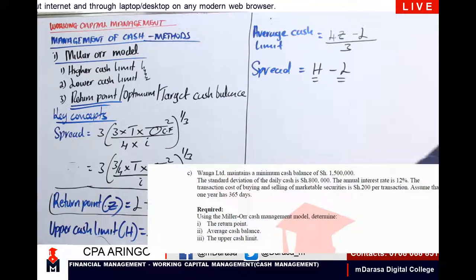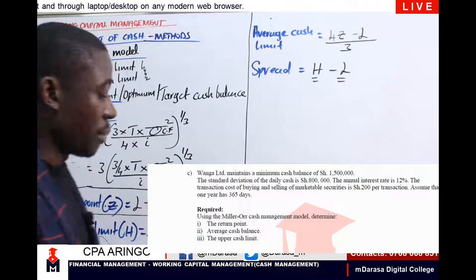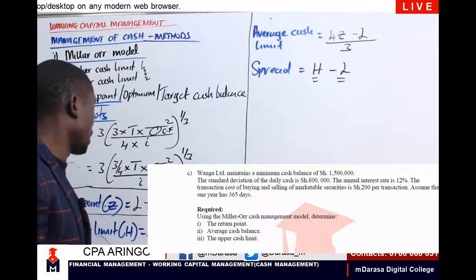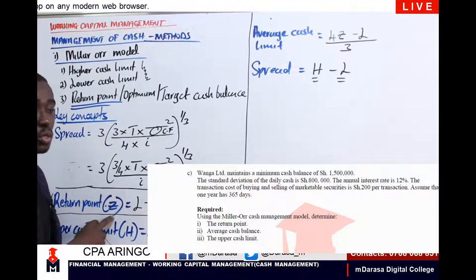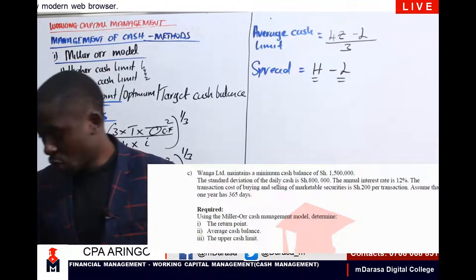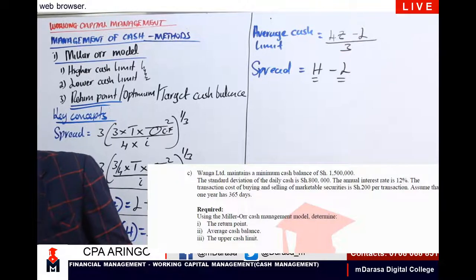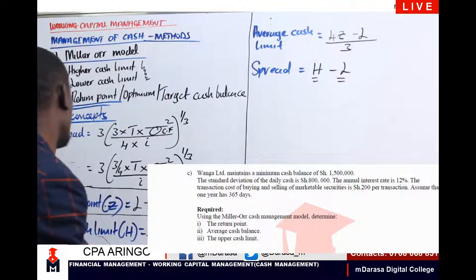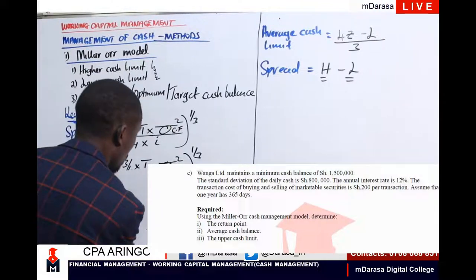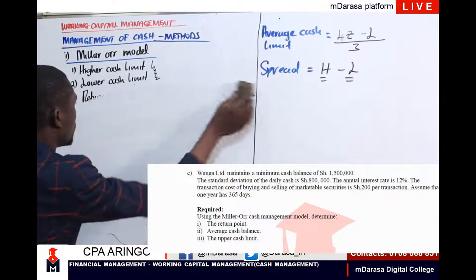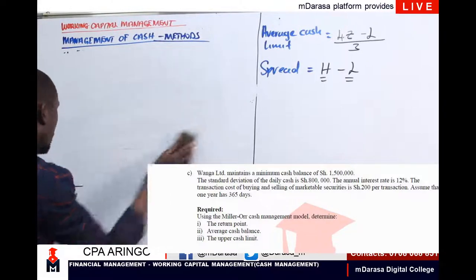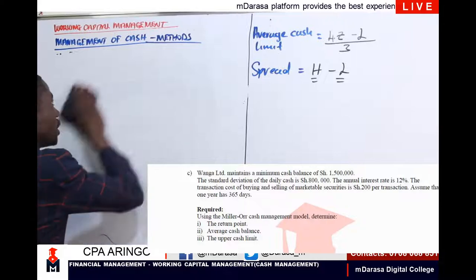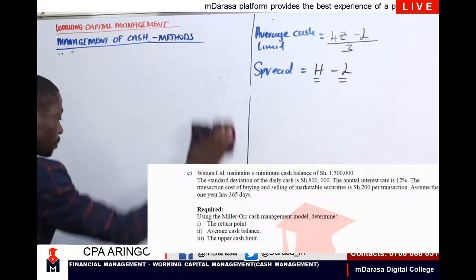So the first question here, the examiner wants us to determine our return point. And clearly we've seen how we can determine our return point. So first things first, whenever you're given such a question, the first thing that should click at the back of your mind, my good students, is the formula for determining our return point. So let us erase the summary of what we had and see what we'll be having.